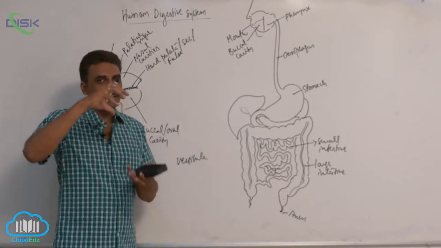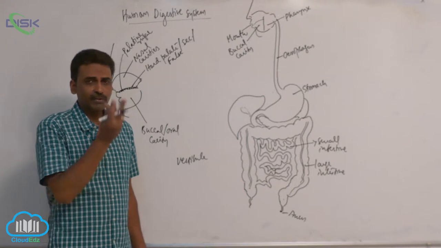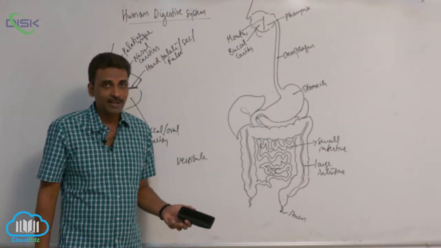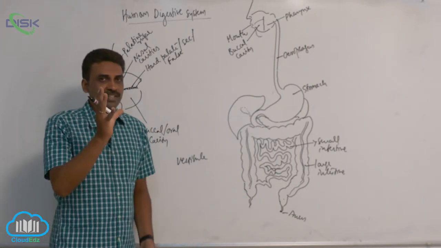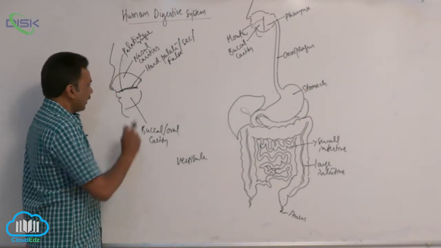Palatine rugae help in gripping the food at the time of mastication, when food is taken into the mouth and you are trying to chew the food material. Under that condition, the palatine rugae provide a grip. Now the buccal cavity.